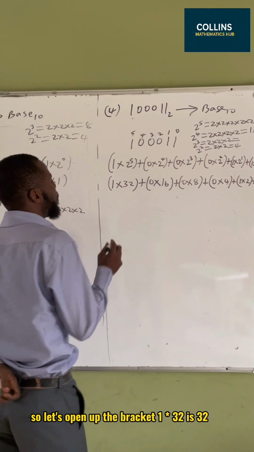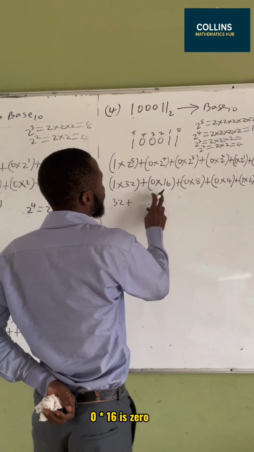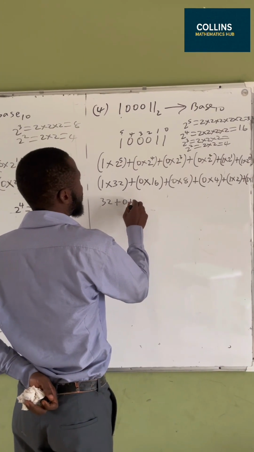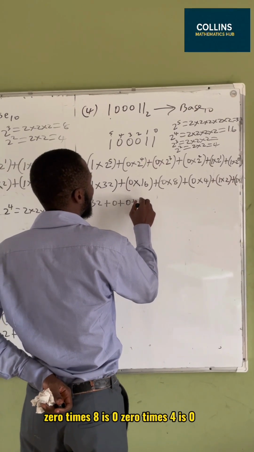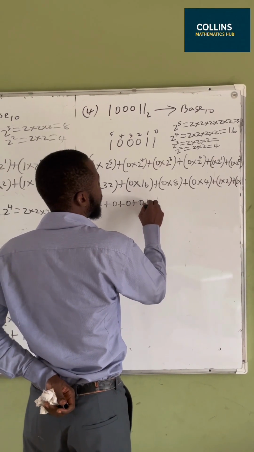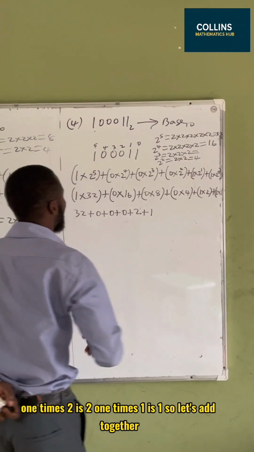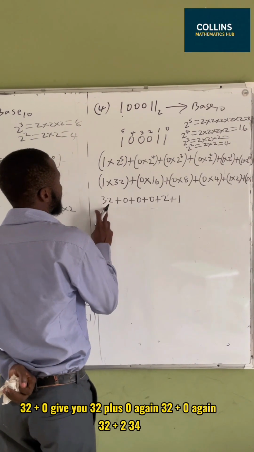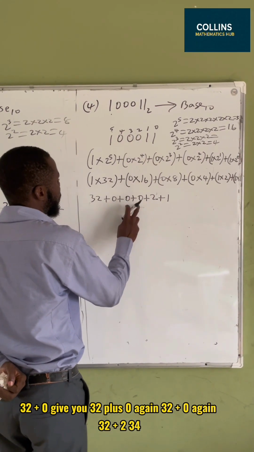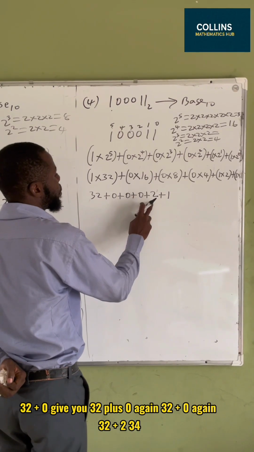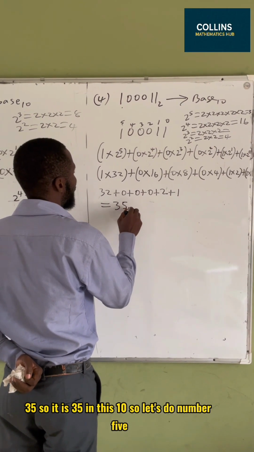So let's open up the bracket. 1 times 32 is 32. 0 times 16 is 0. 0 times 8 is 0. 0 times 4 is 0. 1 times 2 is 2. 1 times 1 is 1. So let's add together. 32 plus 0 gives you 32. Plus 0 again, 32. Plus 0 again, 32. Plus 2 is 34. Plus 1 gives you 35. So it is 35 in base 10.